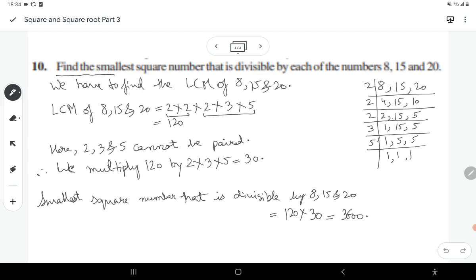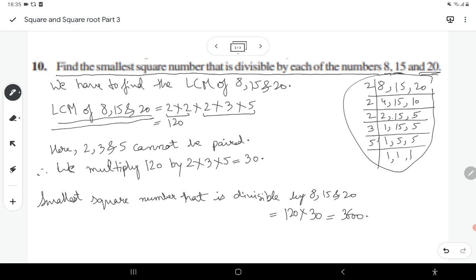Next question says, find the smallest square number that is divisible by each of the numbers 8, 15 and 20. So this type of question we have already solved. So what we do in this is, first we find the LCM and then multiply it with the numbers which do not have a pair. So the LCM of 8, 15 and 20 we can find using the prime factorization method.